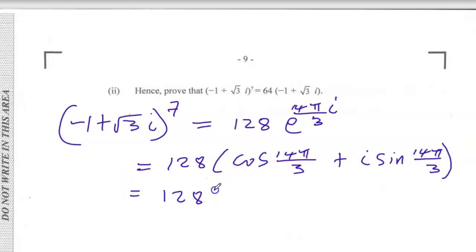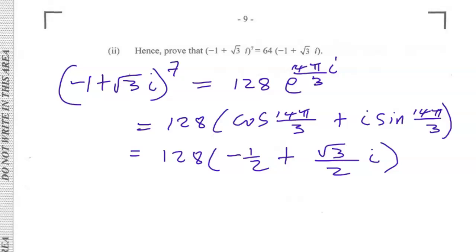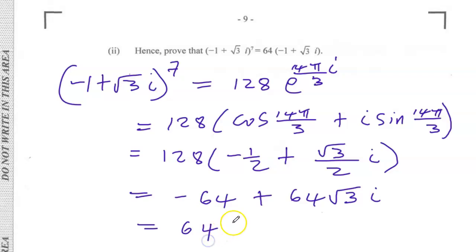So we have 128 outside. Let's work out cos 14 pi over 3. So cos 14 pi over 3, that's -half. Remember, when you're using pi, put your calculator in radians. And sine 14 pi over 3 is root 3 over 2. So it's root 3 over 2 times i. So I can now distribute the 128. We'll end up with -64 plus 64 root 3 times i. Of course, we can factor out 64. So in the bracket, we'll have -1 plus root 3 i. Same as what we're asked to prove.